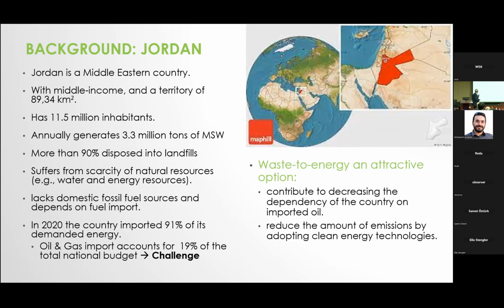About Jordan, as I mentioned, it is located in the Middle East, with a territory of 89.34 thousand square kilometers, and around 11.5 million inhabitants. We generate about 3.3 million tons of solid waste. Mainly, the management of waste in the country is disposal driven. So 90% of the waste finds its way to the landfills, and only 10% is recycled. And most of the recycling is taking place by the informal sector.